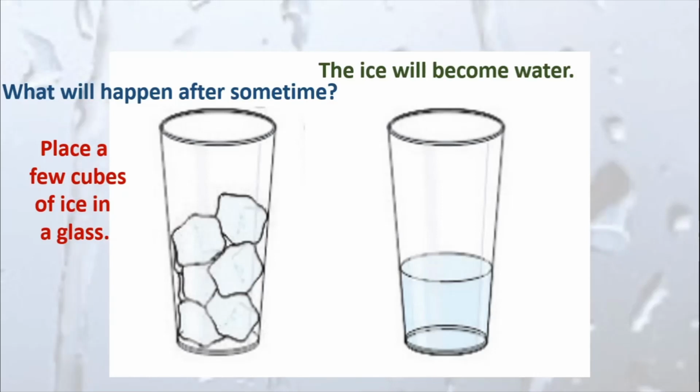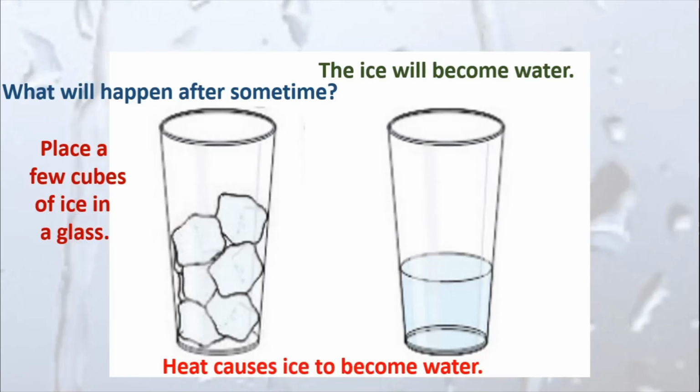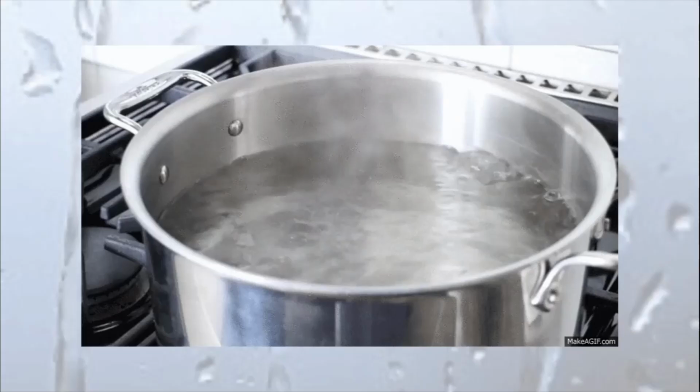How did this ice become water now? So the heat causes ice to become water. So whatever heat was there in the air outside, you know, it is sometimes very hot, isn't it? You sweat like this and you wipe your face with a handkerchief, because it is hot. So heat causes the ice to become water, isn't it?